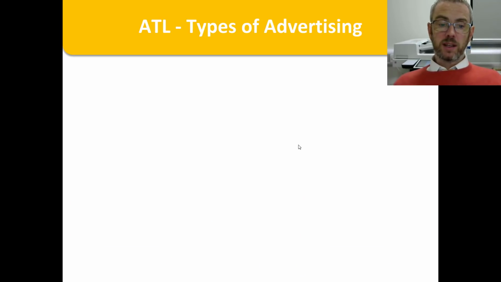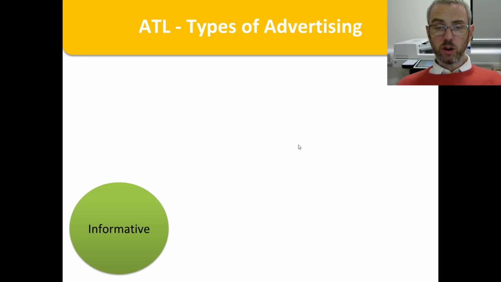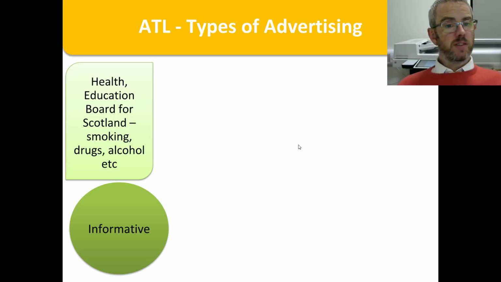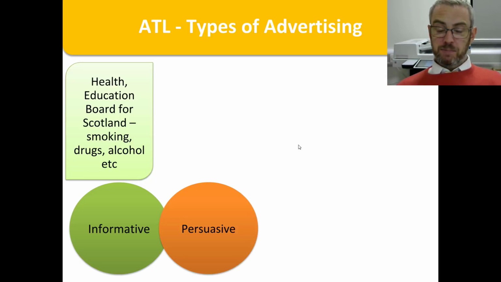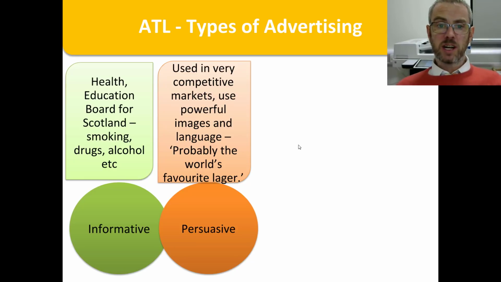But we'll flip ourselves back very quickly to above the line and talk about different types of advertising. Your advertising can firstly be informative. So if you think about the health board, or education, or the government wanting to get information out there, they'll do that through informative adverts. For instance, you should stop smoking, the dangers of drugs, the dangers of alcohol, all these sorts of things. So it's basically giving you information. Persuasive is the advertising when they're trying to get new consumers in. Very competitive markets, using powerful images, powerful slogans.